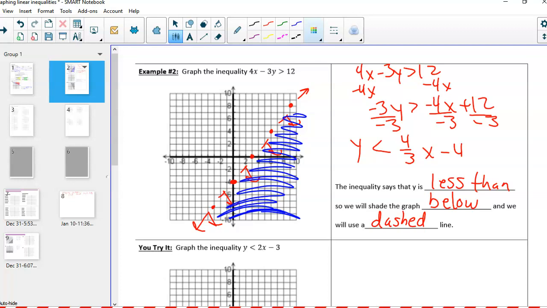Do we have any questions right now? Wait, I didn't put it down. Whether it's dashed or dotted depends on if it's less than or less than or equal to. If it's equal to, it's a solid line. So think, if it has the lines, it is a solid line.